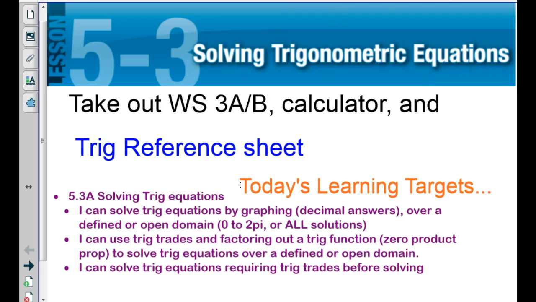The third option is that sometimes it will ask for all solutions, and then you're going to have to find an answer and tell me how often it would repeat. Because remember, the domain for all the trig functions is negative infinity to infinity. Okay, so there are infinite times that these solutions can show up. Before I get any further, I just want to talk about this for 1 second.